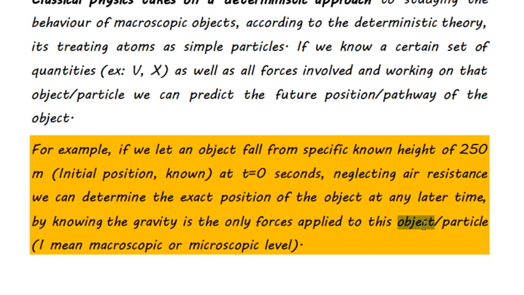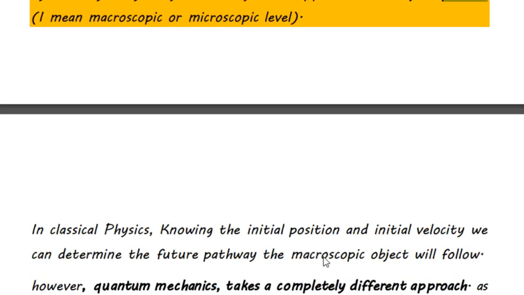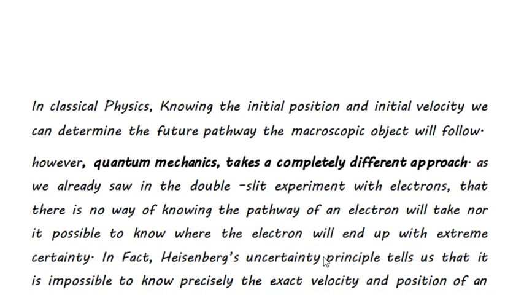Here I am saying object or particle because object sometimes describes the larger thing, so it's macroscopic, and particle is for microscopic. Both of them are treated equally in classical physics, in the deterministic approach or theory. In classical physics, knowing the initial position and initial velocity, we can determine the future pathway the macroscopic or microscopic object will follow. However, quantum mechanics takes a completely different approach than classical physics.